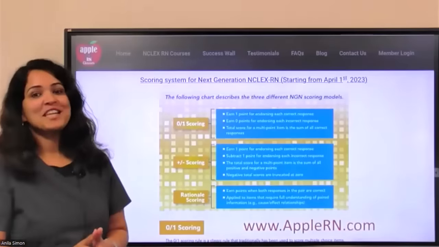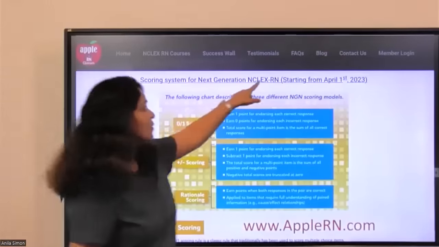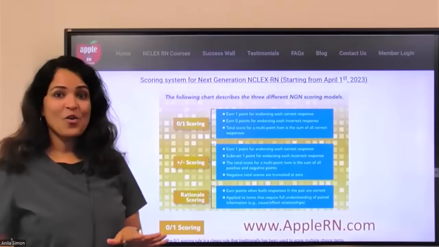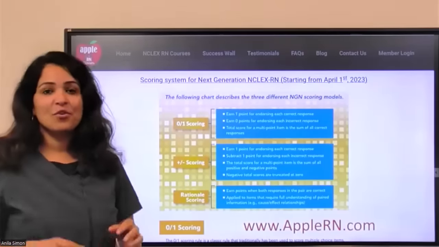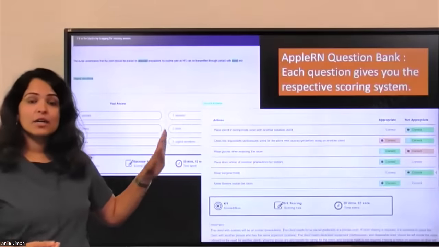The resources which are available, one is on our website, under the blog. There is one detailed piece of information about what the scoring methods are, including some examples for each one. And this is our question bank.